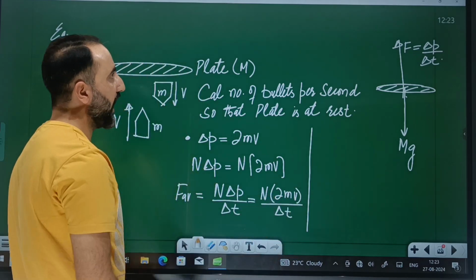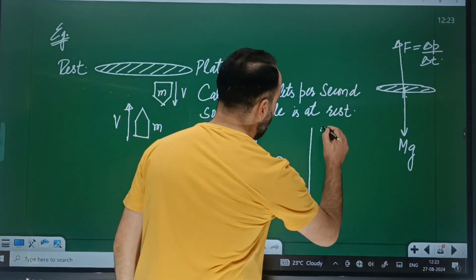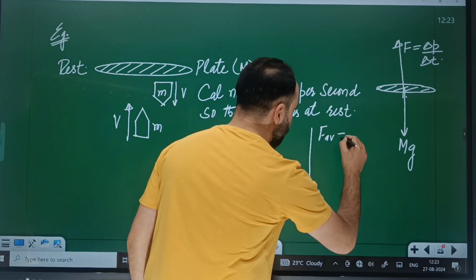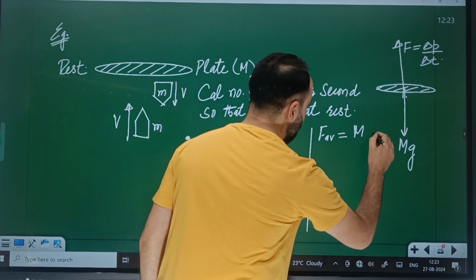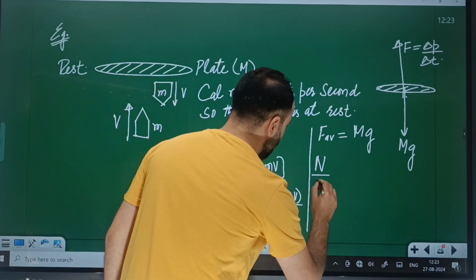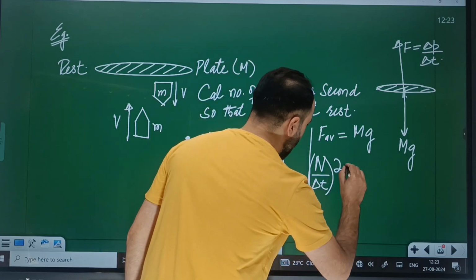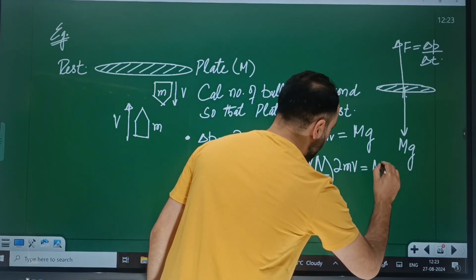Next is this. Now the upward force will be equal to the downward force. So what does that mean? That means the average force exerted by the bullets on the plate is equal to the weight of the plate. Okay, so we are nearly done with this problem. N divided by delta t is what we are supposed to calculate. Multiplied by this 2mv comes out to be M into g.